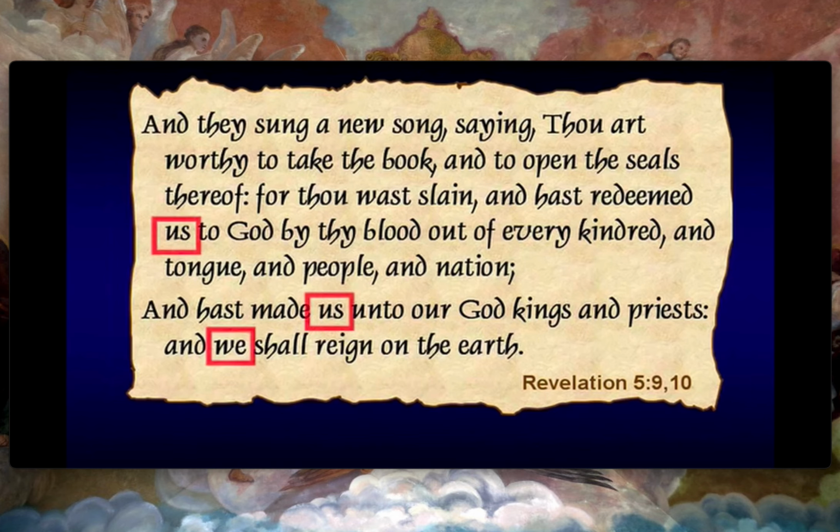I want you to notice something. First person plural. Thou hast redeemed us. These are the redeemed. How have they been redeemed? By thy blood. Out of what group? Out of every kindred, tongue, and people and nation. And has made us unto our God kings and priests, and we shall reign on the earth. That's what these elders are singing, the 24 elders. Who are they? I think when you study this, you can make a clear case that they represent us, the redeemed.